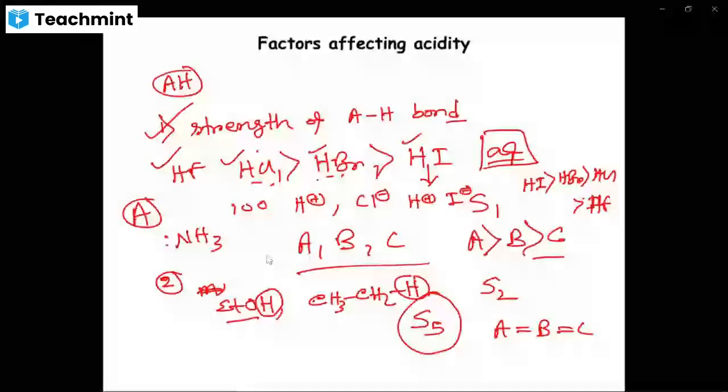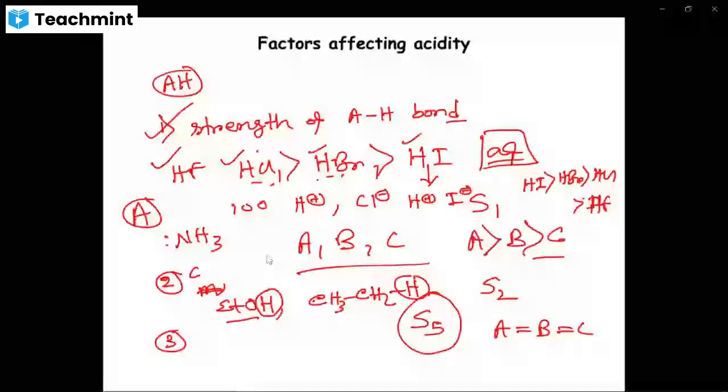Both oxygen and carbon are in the same row in the periodic table, and their size is comparable. So the OH bond and CH bond will not differ much, and that's why in this case the bond strength cannot decide the acidity. You have to go into the electronegativity of the two atoms, the oxygen and the carbon.